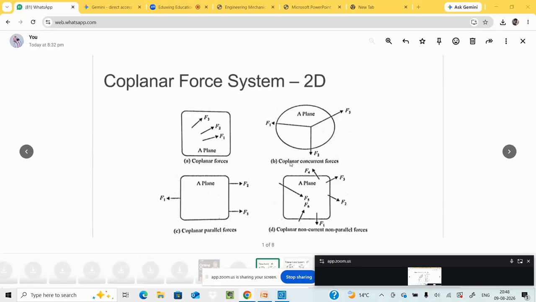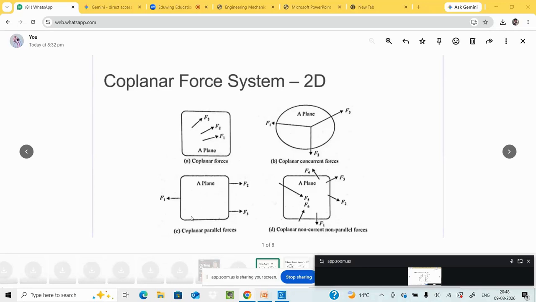Yeah, fine. Thank you. So coplanar forces mainly deal with two dimensions: x direction, y direction, or whatever it is. So n number of forces acting at different points. Concurrent forces is nothing but all the n number of forces acting on the same point. If you see here, F1, F2, F3 are acting on the same point. So this is known as concurrent forces. Coplanar forces are n number of forces, whereas concurrent forces are n number of forces acting on the same point.